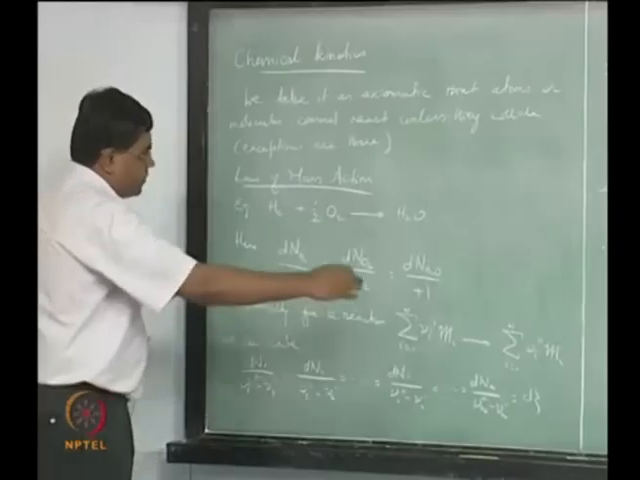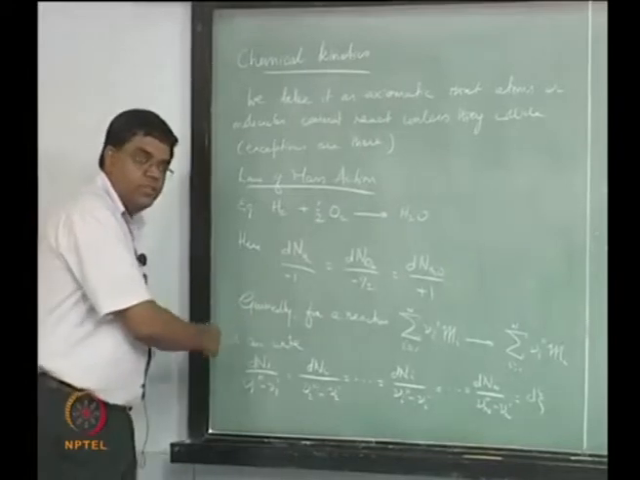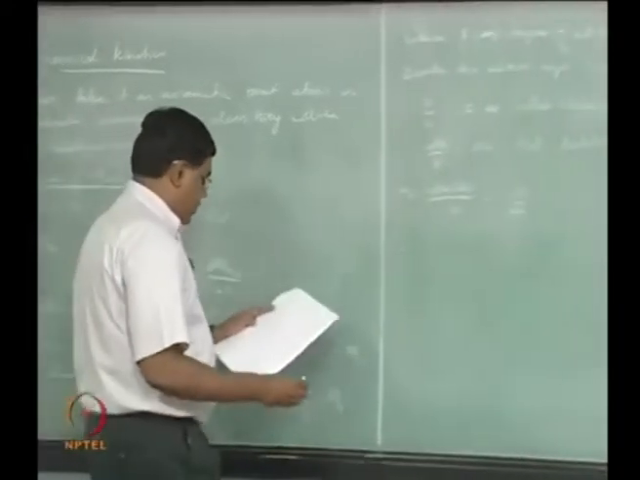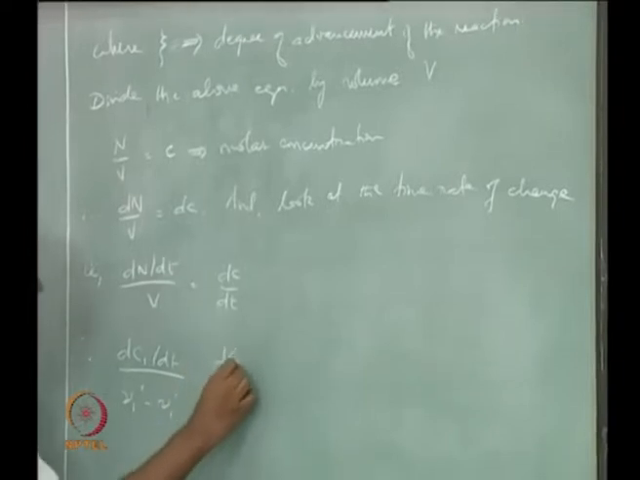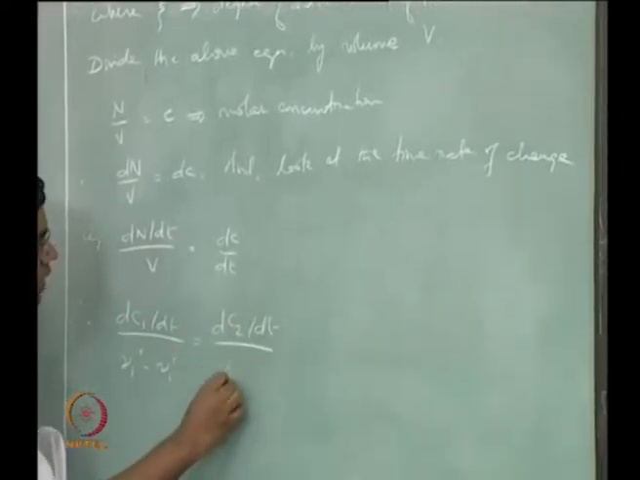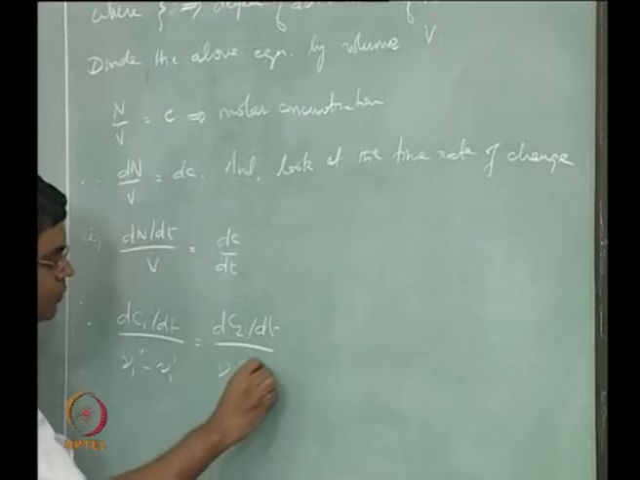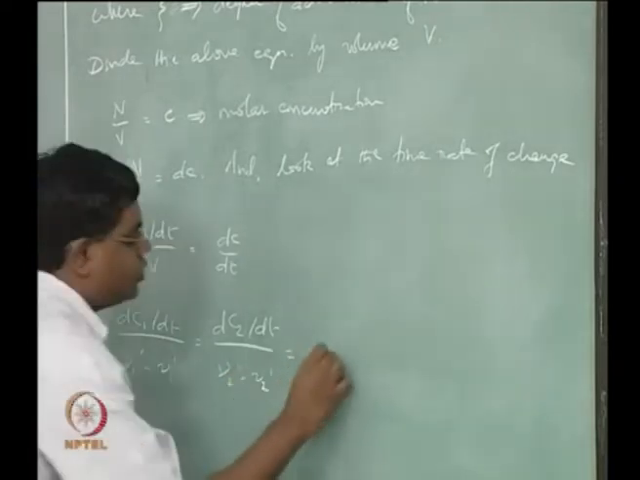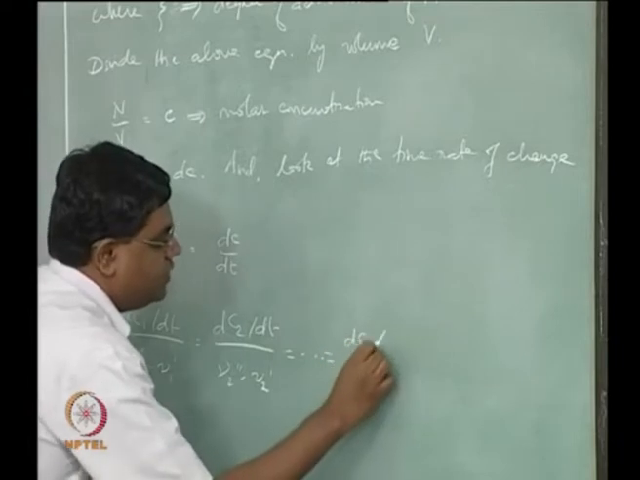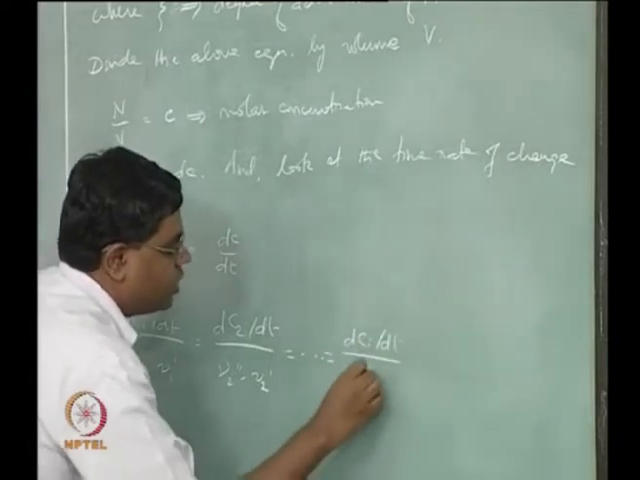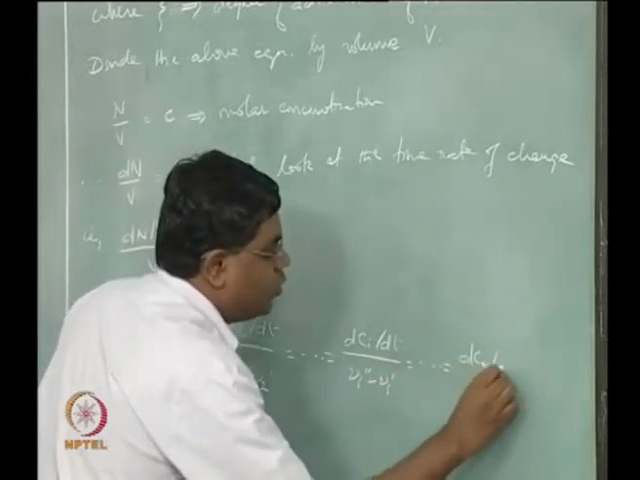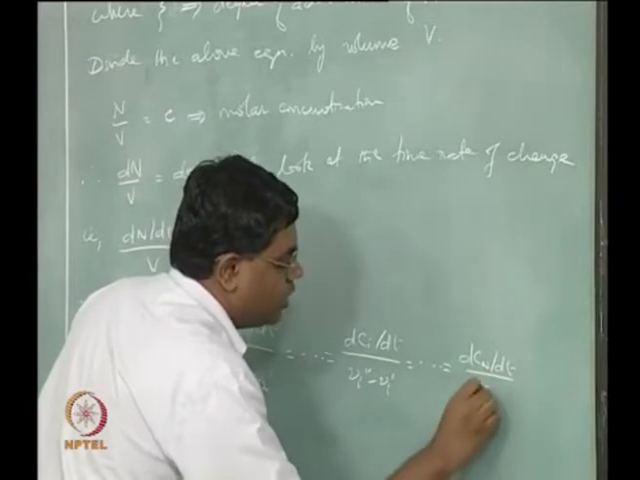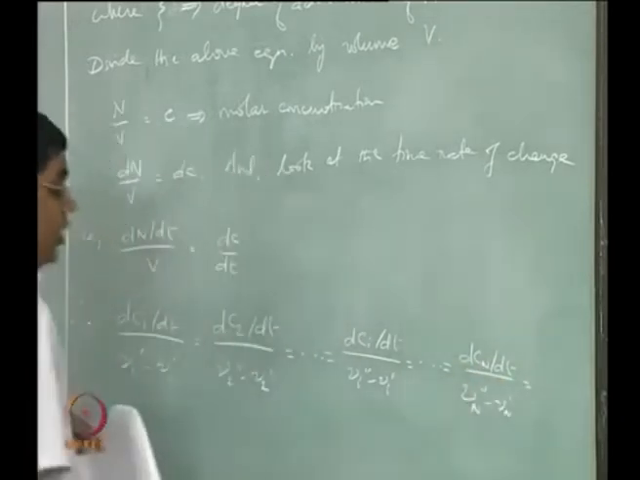That means we divide the entire set of equations by volume and then take the time rate of change in each case. Then you get dc1 over dt divided by nu 1 double prime minus nu 1 single prime equals dc2 over dt divided by nu 2 double prime minus nu 2 single prime, etc. For the general case of the ith species, dci over dt divided by nu i double prime minus nu i single prime, up to dcn over dt divided by nu n double prime minus nu n single prime.